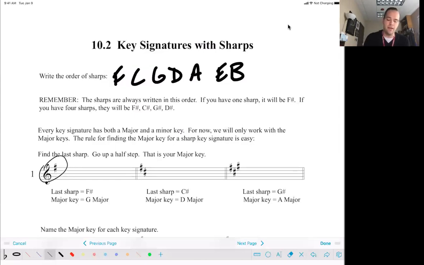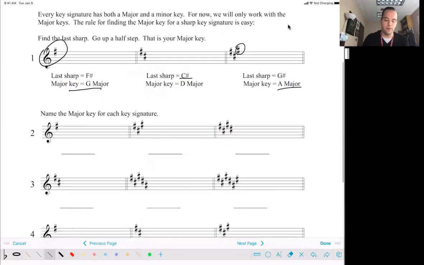So in this one right here, we've got the last sharp is F sharp. There's only 1. It's the last one. So we go up a half step, and the name of the key is G. This one, the last sharp is C sharp. We go up a half step. The name of the key is D. This one, the last sharp is G sharp. We go up a half step. The name of the key is A major. So that's all pretty straightforward.